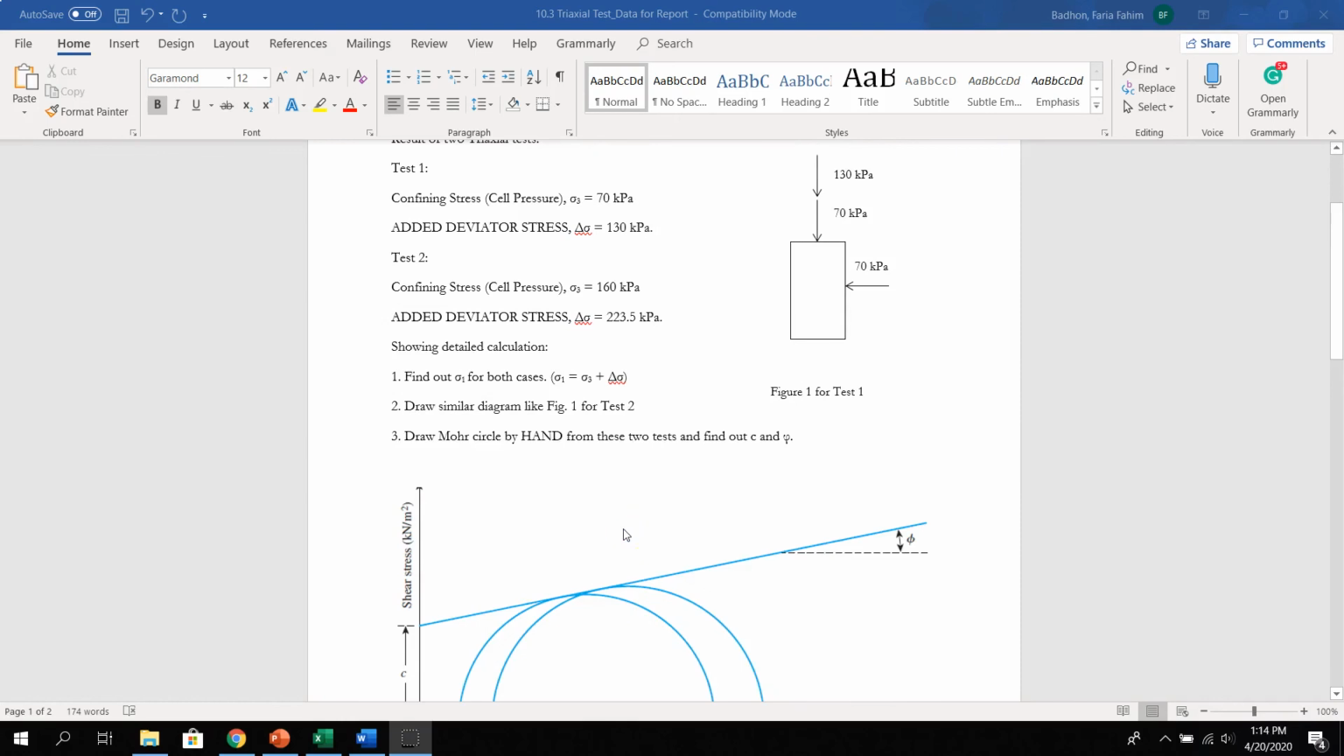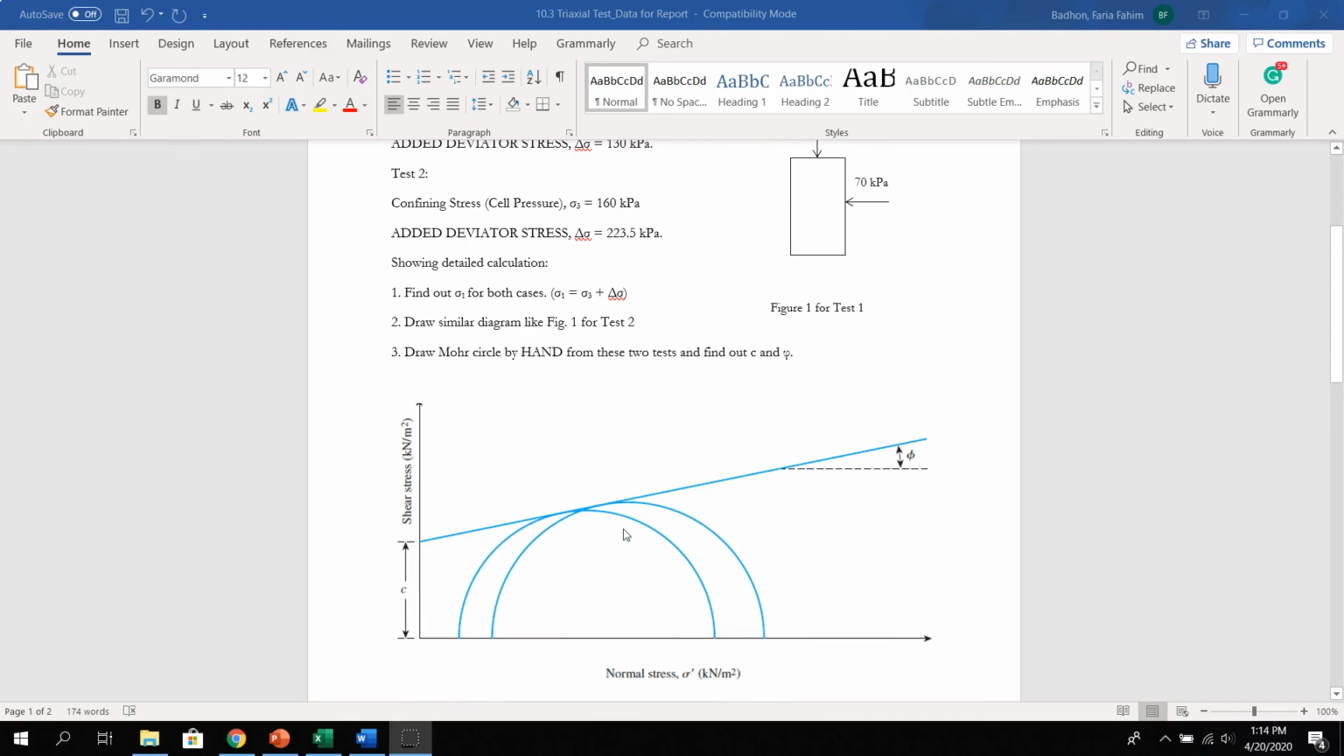Then for test 2, similarly the confining stress and added deviator stress are given. You have to calculate your sigma 1 and you have to draw another Mohr circle. Then with these two Mohr circles, you have to draw the Mohr-Coulomb failure line, which will be tangent to these two circles. Then from that line you have to calculate c and phi.